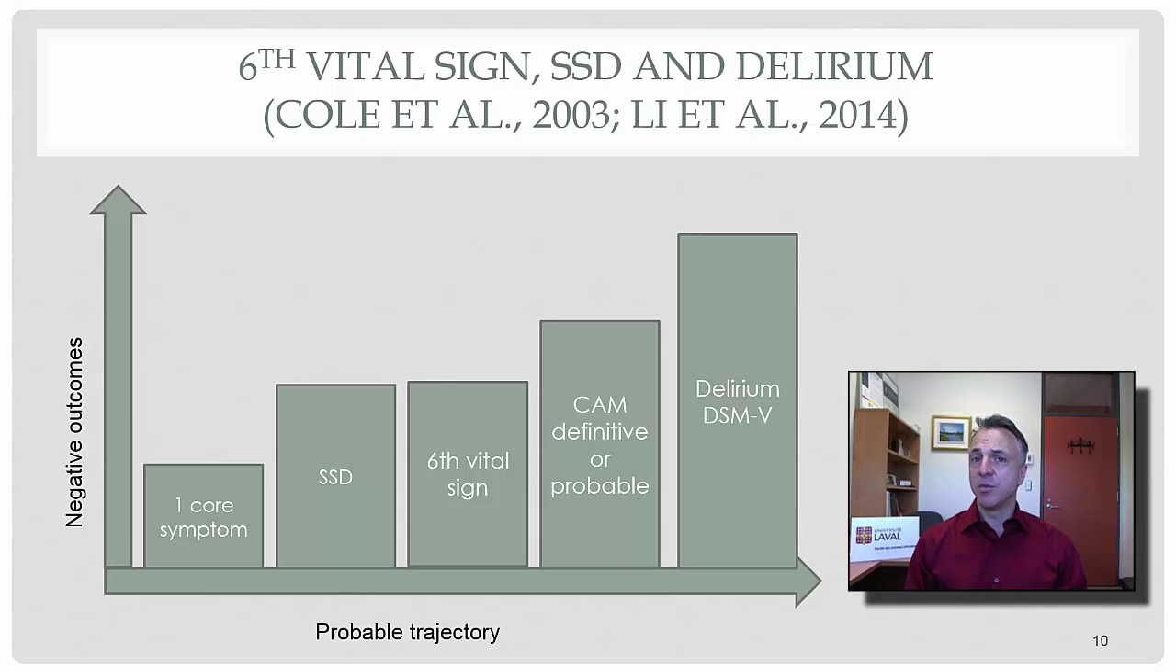But also what it shows is the negative outcome. You already have negative outcome if you have one core symptom, but the negative outcomes are more important if you have SSD or a 6th vital sign and so forth.